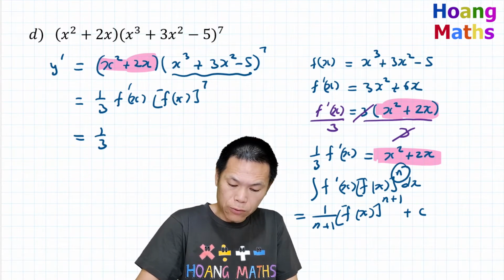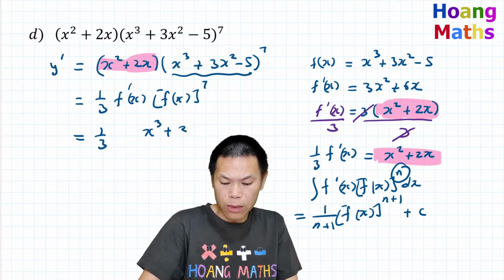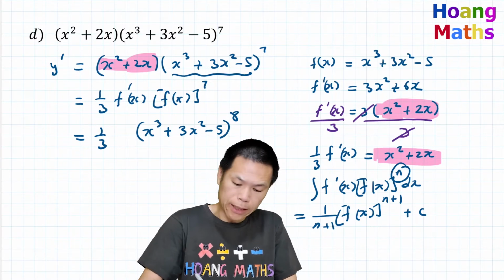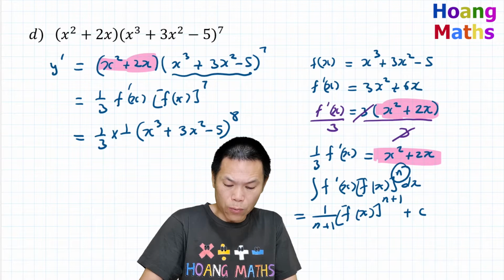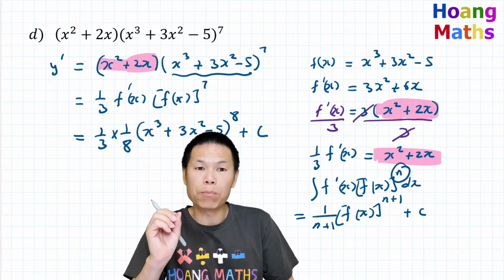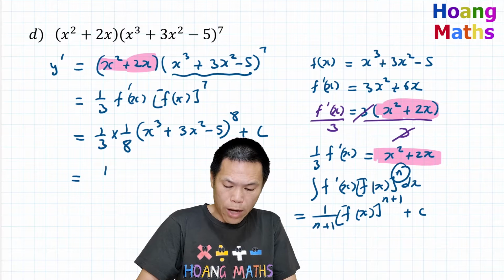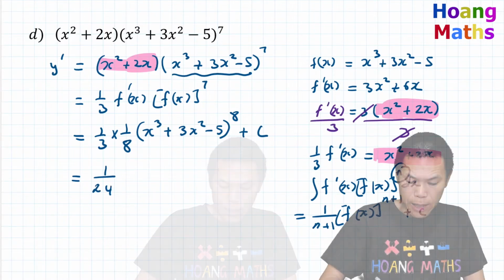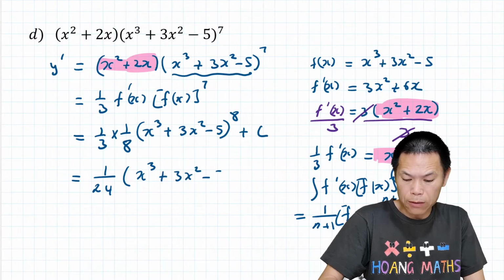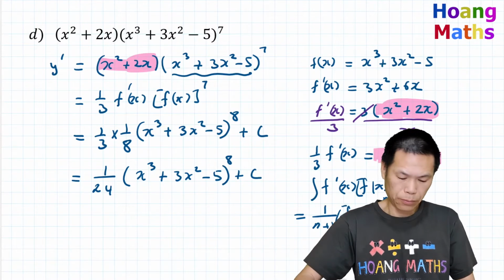So let me just write this first, okay? f of x to the power of 8 is (x to the power of 3 plus 3x squared minus 5) to the power of 8, and we divide by 8. Of course, I can just write it like that as well. And then we plus a constant, do not forget. So now I just simplify 1/3 times 1/8, which gives me 1 over 24. And that is (x to the power of 3 plus 3x squared minus 5) to the power of 8. We add a constant. So there you go.